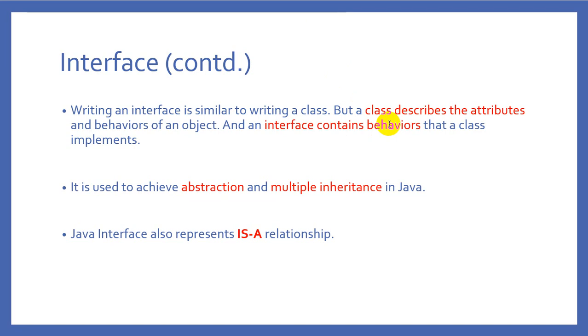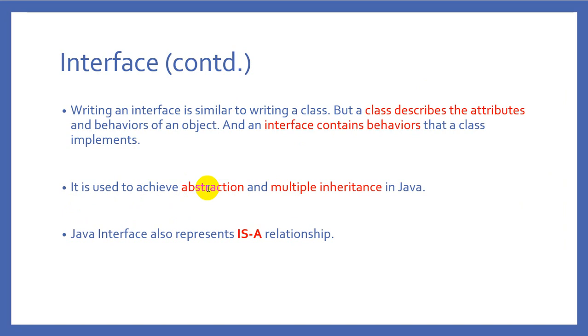Those functions will not have specific functionality. They will be abstract. So that is the basic difference: the class is composed of data members and member functions, but the interface only contains member functions, which are declared as abstract. Okay, there are two uses for interfaces. One of them is to achieve abstraction, and another one is multiple inheritance. That is very important.